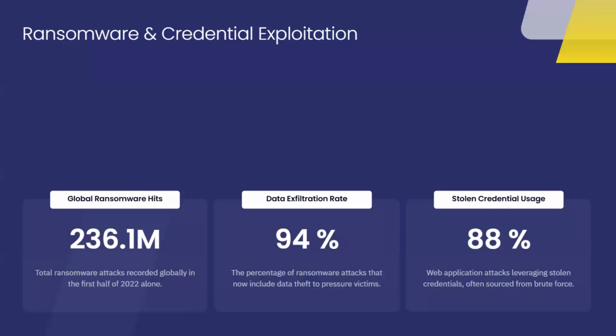So this is just statistics showing ransomware and credential exploitation over the years. The first one shows that global ransom hits is 236.1 million. That is the total ransom attacks recorded globally in the first half of 2022 alone. This is the data I could get from my research when I was preparing for this session. Also, the data exfiltration rate, the percentage of ransomware attacks that now include data theft to pressure victims, has increased to 94% over the years.